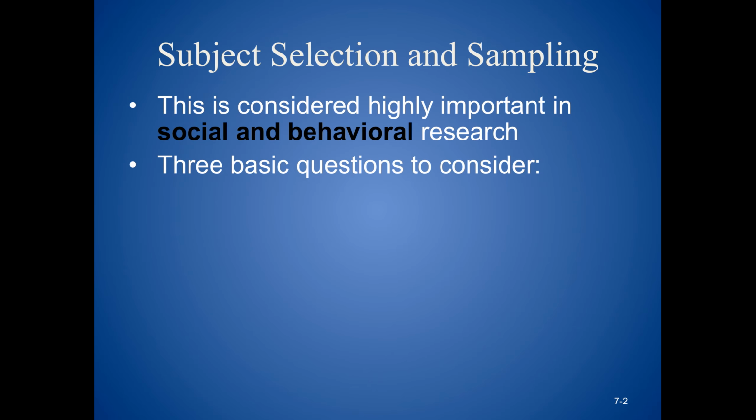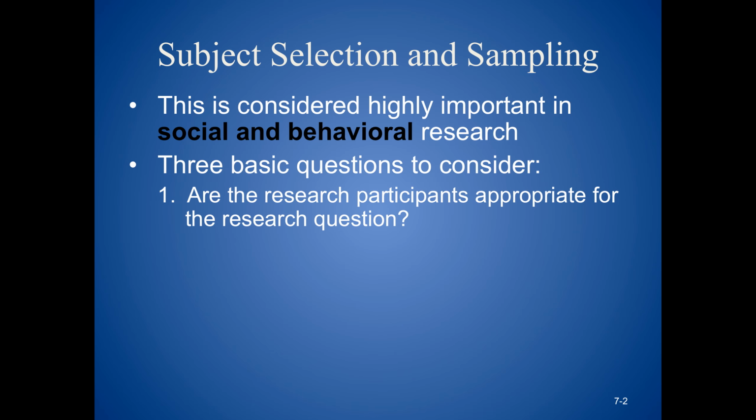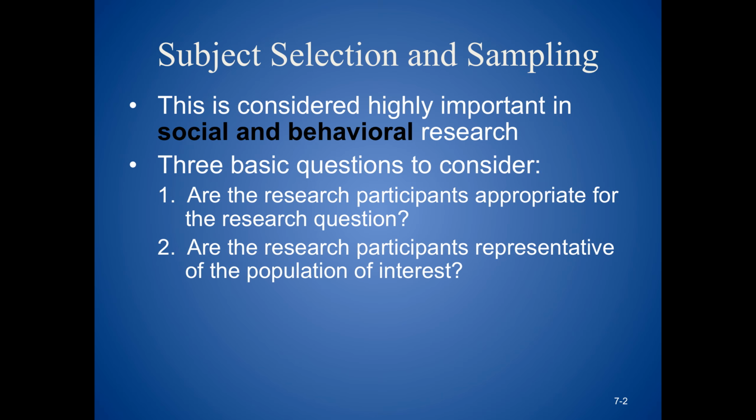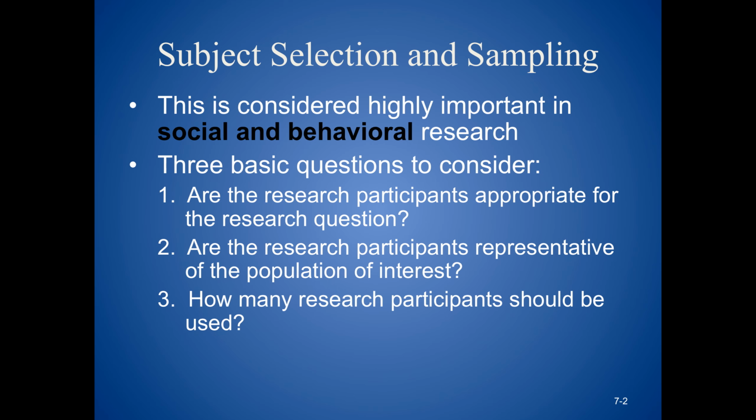And so there are three basic questions to consider. One is, are the research participants appropriate for the research question? A second important question is, are the research participants representative of the population of interest? And finally, and also very important, is how many research participants should be used? So the selection of participants is really important, and especially, again, in social or behavioral kind of research in kinesiology.